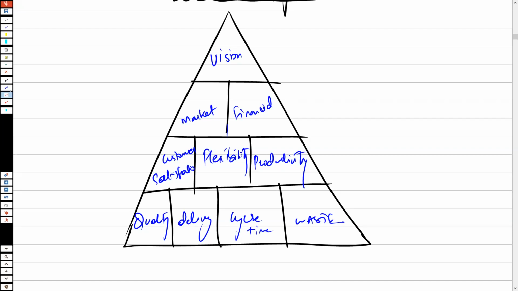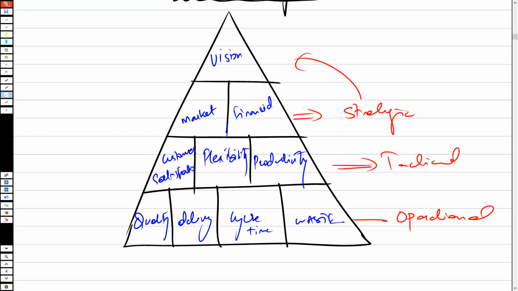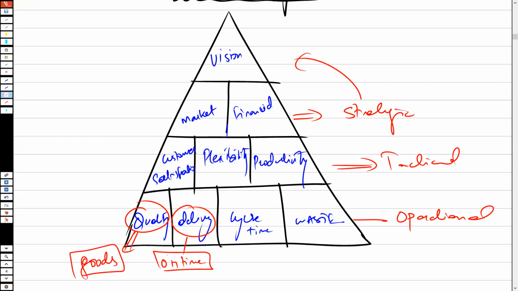The performance pyramid is based upon this specific concept: this is the operational level goals of any organization. These are the tactical level goals of the organization. These are the strategic goals of the organization, and these strategic goals ultimately lead you towards the vision. The performance pyramid says that every organization tries to make sure that it produces quality goods and services, and at the same time makes on time deliveries.